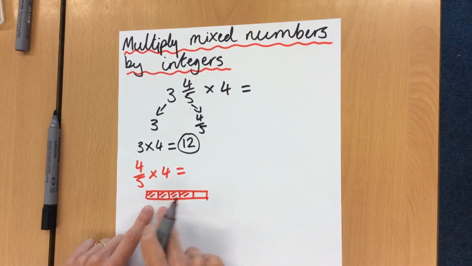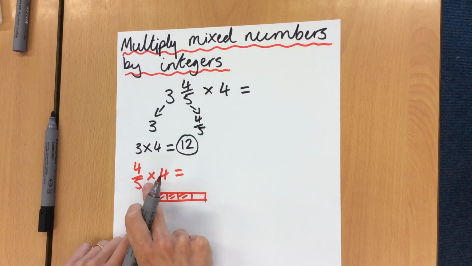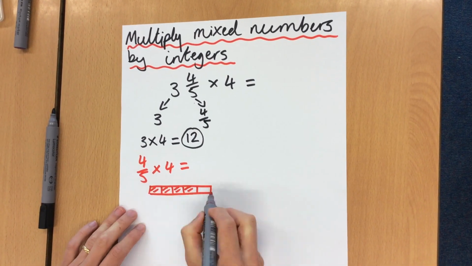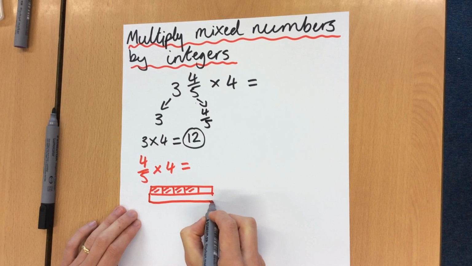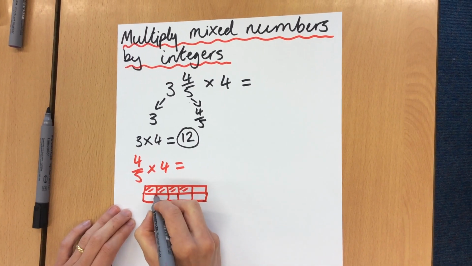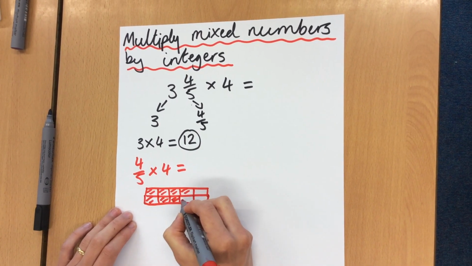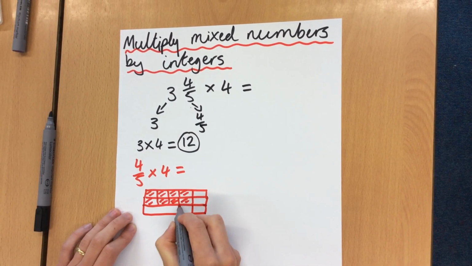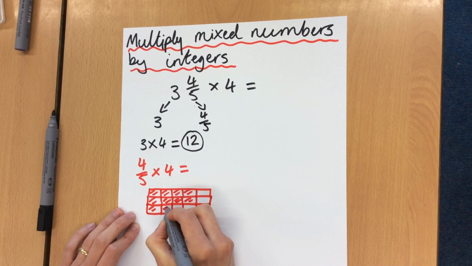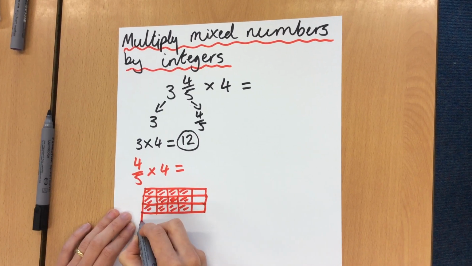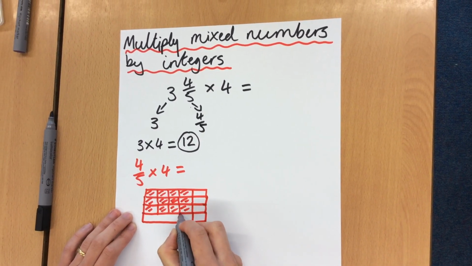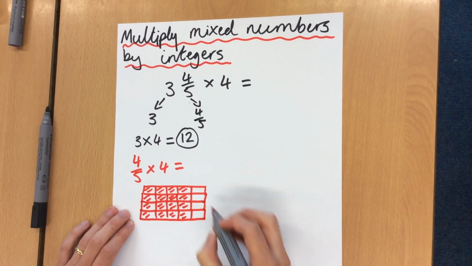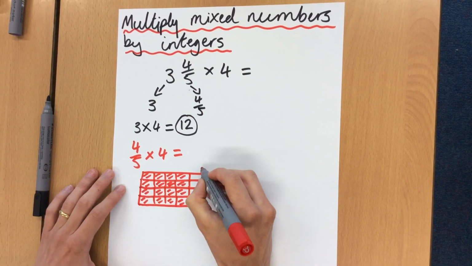Now, how many lots of 4/5 do I need? 4 lots of 4/5. 4/5 multiplied by 4. So I've got 1 there. Draw another bar underneath. I'm going to shade in 4 again. I've now got 2 lots. I've now got 3 lots. And here we are with my 4th and final lot. Now I've multiplied that by 4, 4/5.